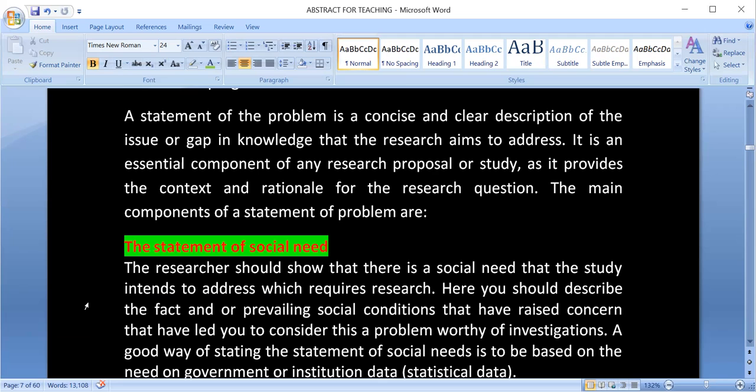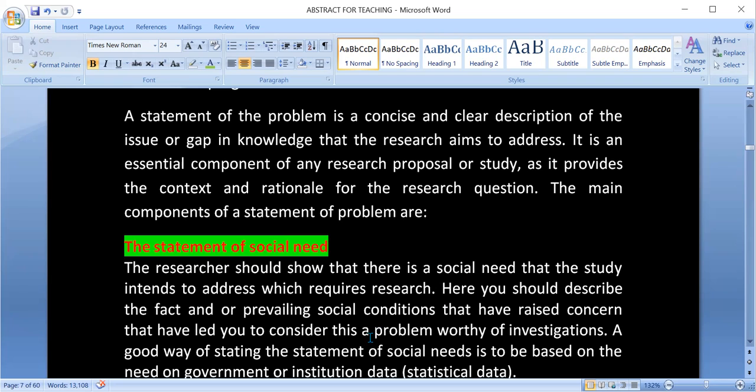One, every statement of the problem must have the statement of social need. It must tell us a social need, and that social need could be a social problem. And that is why we are using a social strategy to solve it. The researcher should show that there is a social need. Take, for example, where family planning is given, and they are not utilizing it.